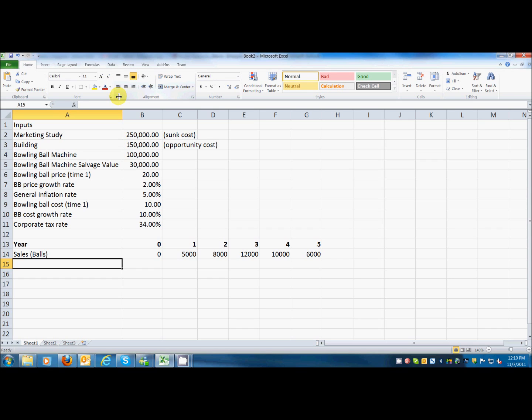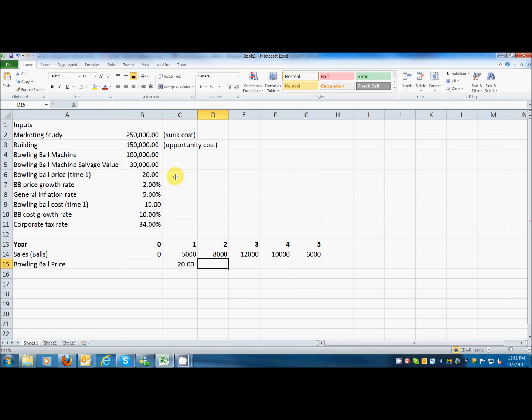Let's say bowling ball price, and year zero doesn't matter because you're not selling any bowling balls then anyway. So what I'm going to do here is say equal to, and I'm going to click on this bowling ball price at time one and hit enter. That way, if I change this number up here, it changes down below.